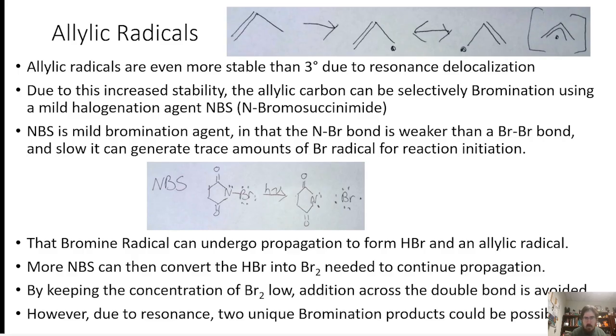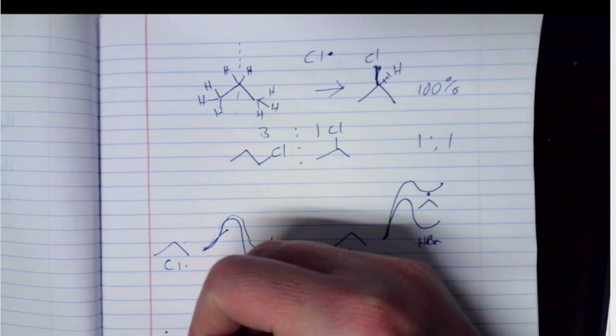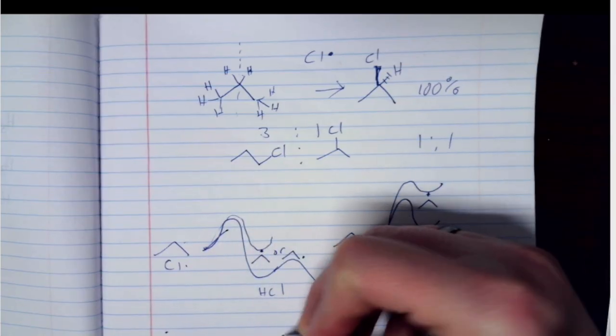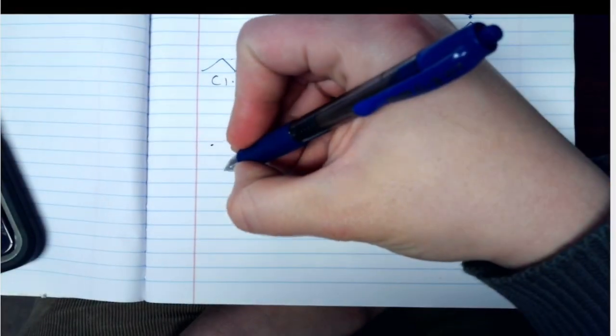So real quick, I want to draw these out real quick. So the idea here is we could generate these possible radicals. Oh, sorry. Let's see.